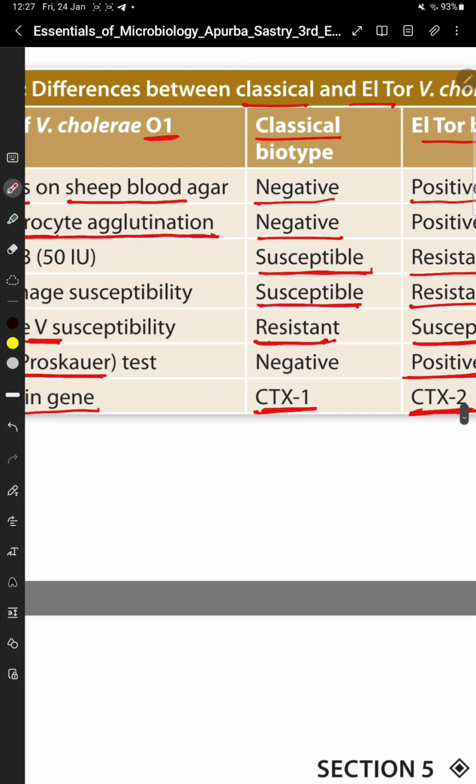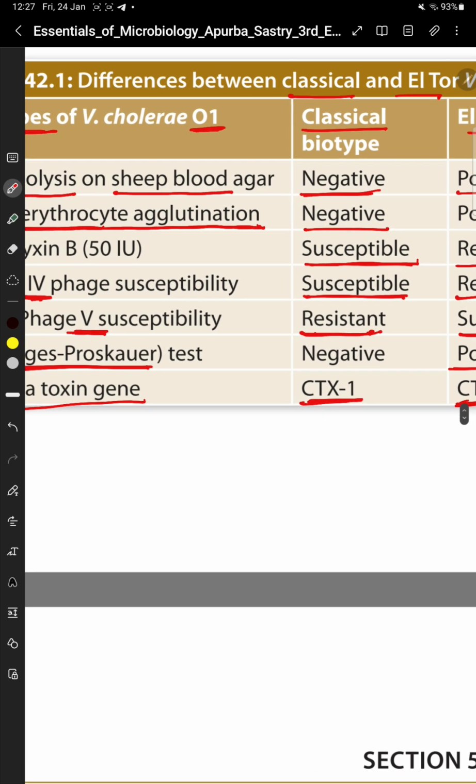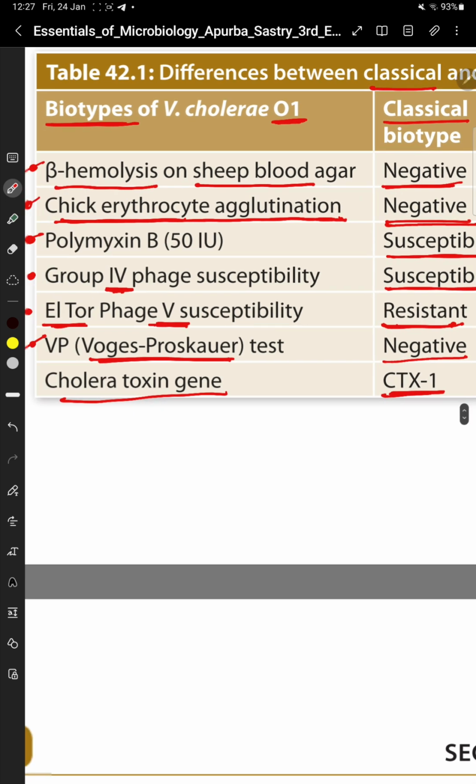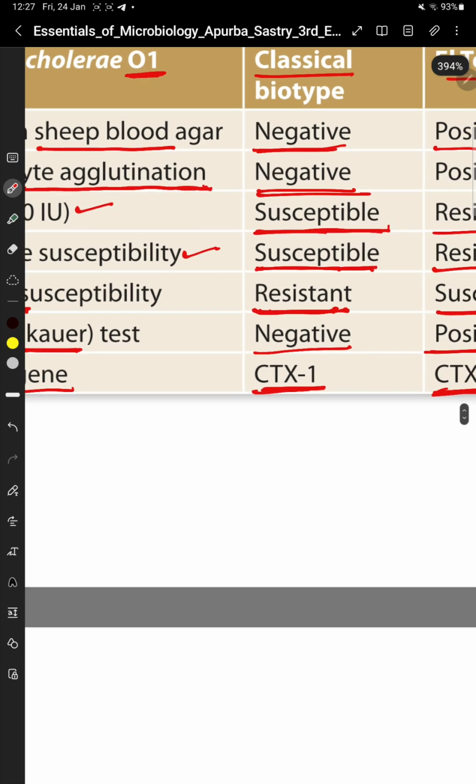क्लासिकल बायोटाइप ये beta hemolysis नहीं करवाएगा sheep blood agar पे. It is negative for chick erythrocyte agglutination, also negative for VP test, that is Voges-Proskauer test. Okay, it is susceptible for two things, that is polymyxin B and group 4 phage susceptibility. Resistant for El Tor phage 5 susceptibility and the gene is CTX1.